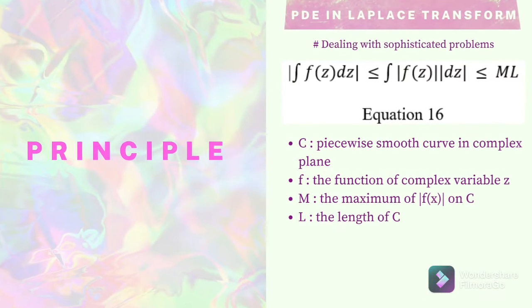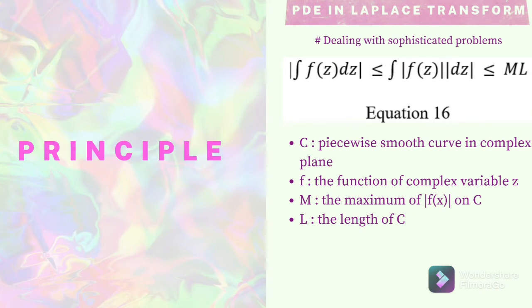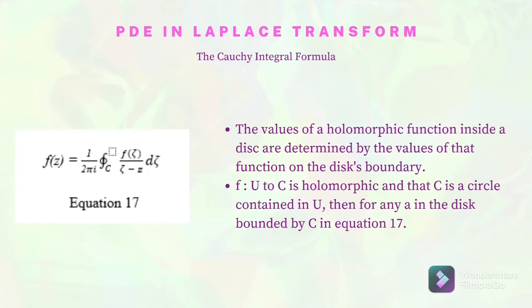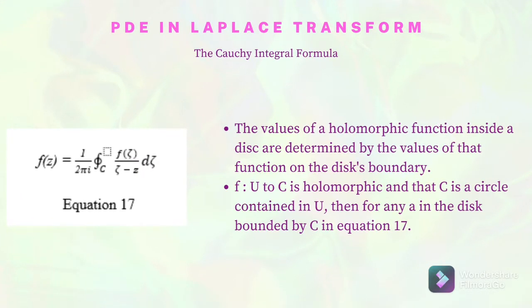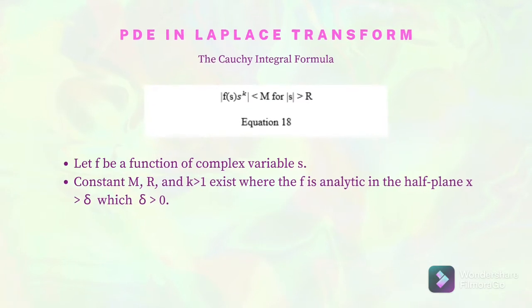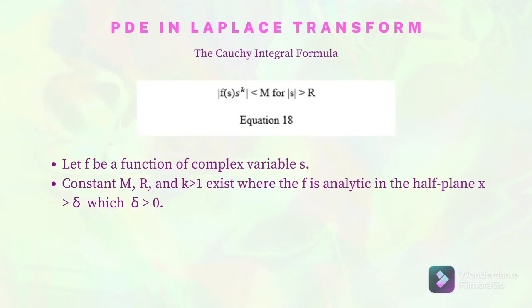This section shows how we can deal with sophisticated problems. So let's take a look at the Cauchy integral formula, where the values of a holomorphic function inside a disk are determined by the values of that function on the disk boundary. Function u to c is holomorphic and c is a circle contained in u. Then for any a in the disk bounded by c in equation 17, equations 18 and 19 prove that the Cauchy integral formula can be applied with equation 16.